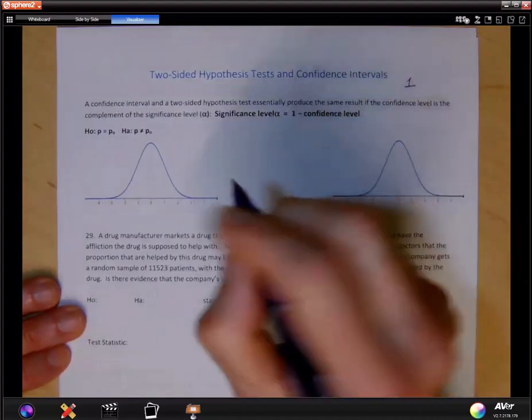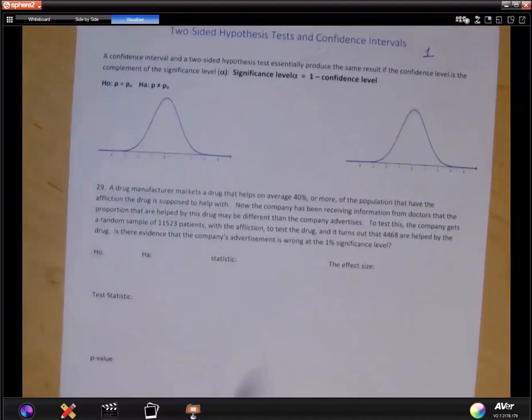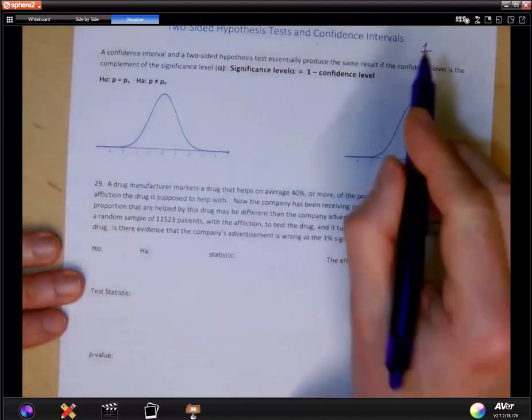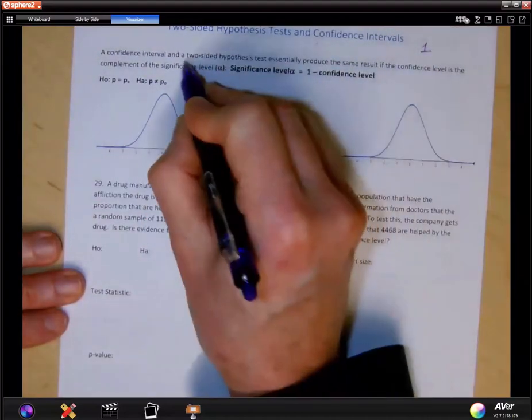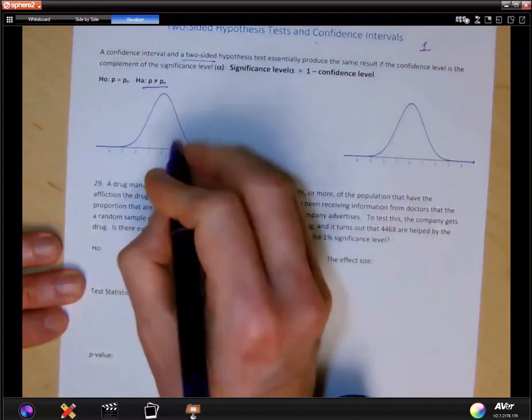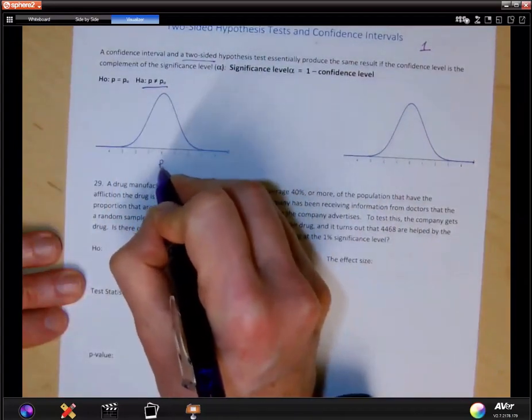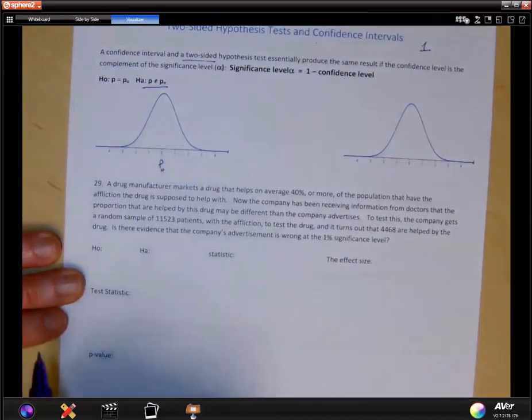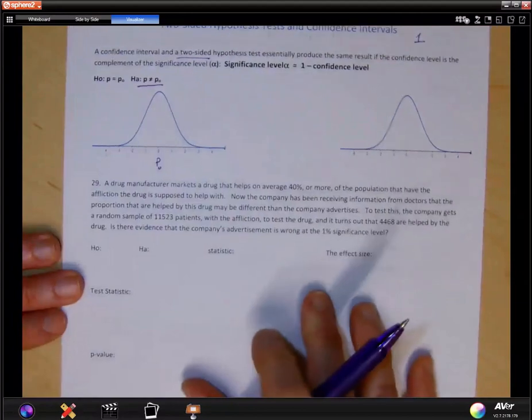Let's write all this out so you can see how they're related. Here's a hypothesis test. And again, I must have a two-sided test for this to work. And you notice here I have a two-sided test, and we're saying that the center is p, it's called p naught. Okay, and I have a z-score distribution, but the center is p naught, z-score of 0.